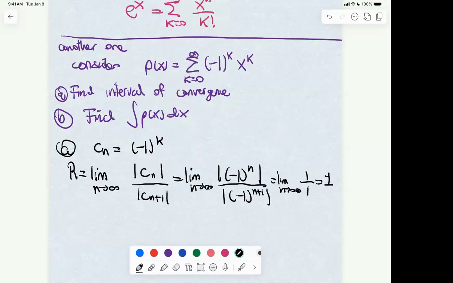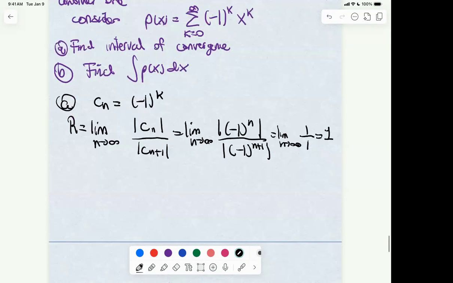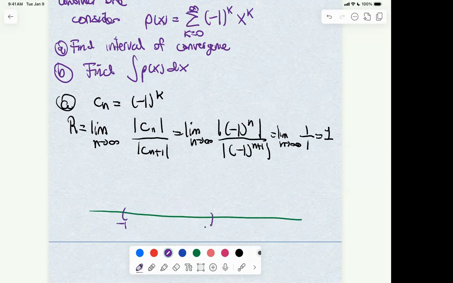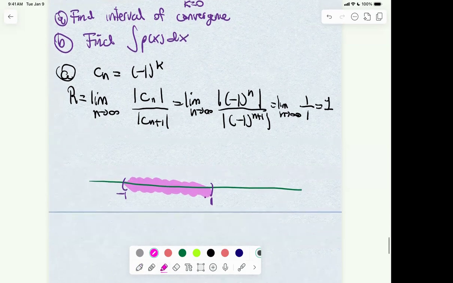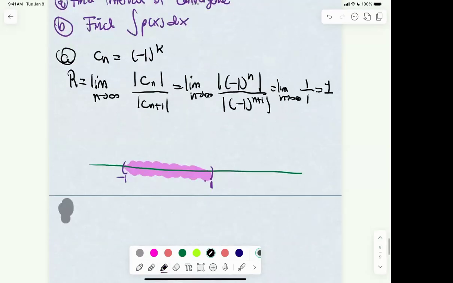Now, what does that mean? It means that the safe zone is the interval -1 to 1, right? Convergence happens everywhere in here. What happens at the endpoints for this case? So what is P of 1? That would be the series of (-1)^k times 1^k, which is the series of (-1)^k.